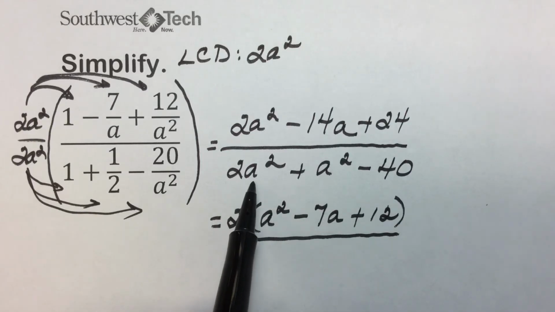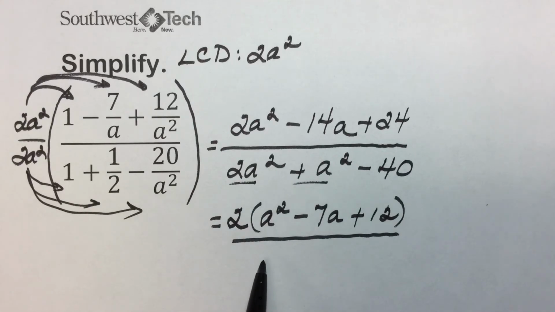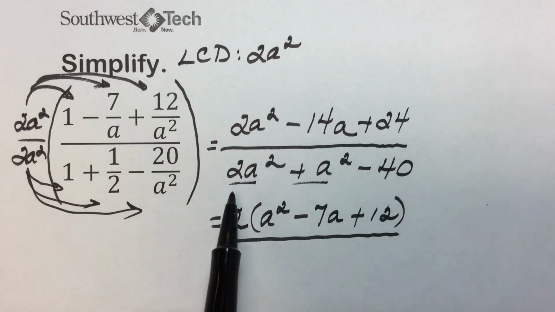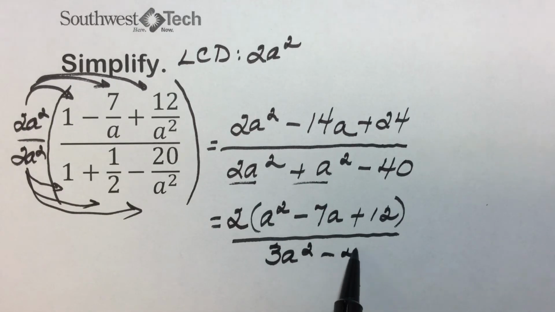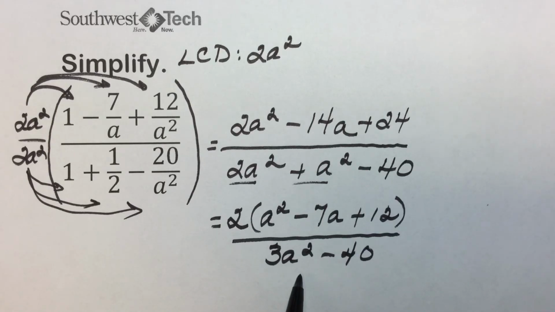In the denominator, combining like terms, we have two terms that have a squared in it. 2 plus 1 is 3a squared minus 40. Since the denominator has two terms and the largest common factor is 1 and it isn't a difference of squares, I can't factor it. So factoring the numerator isn't going to lead for any simplification. So we have our final answer.